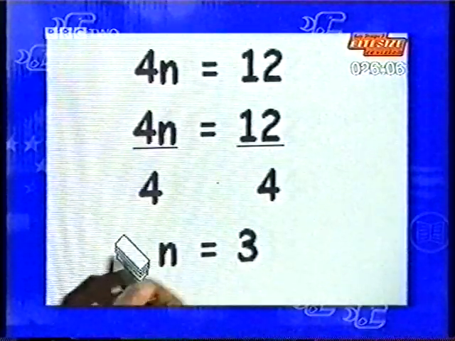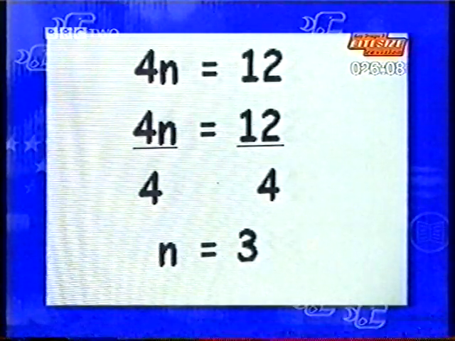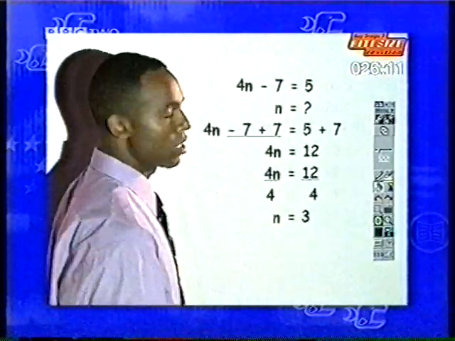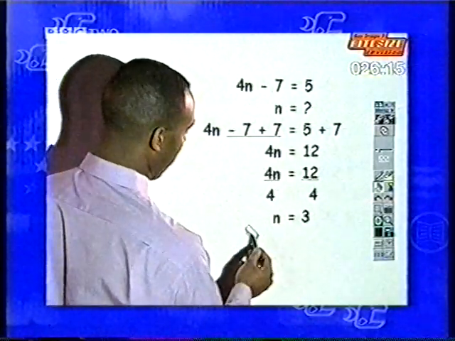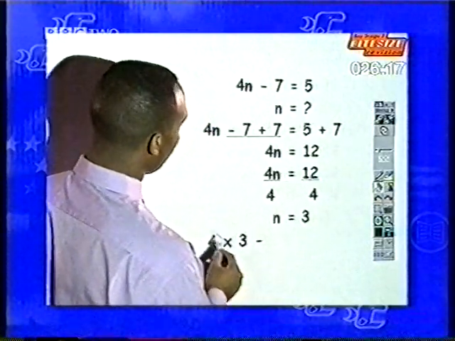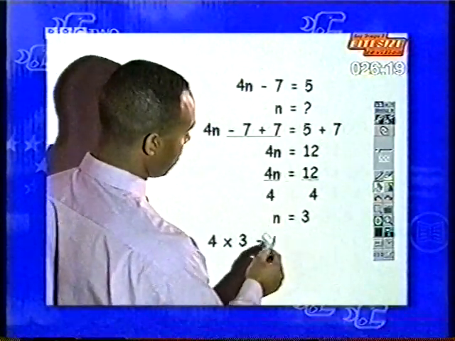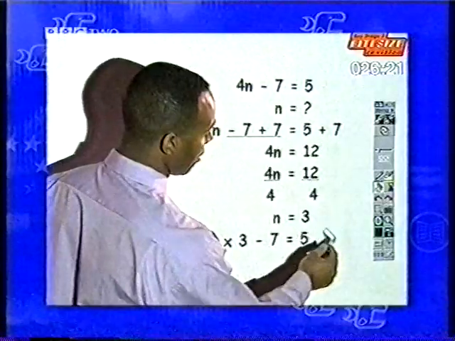n equals 3. We can take this value of n and substitute it in the original equation to see if we've done this correctly. So we have 4 times 3, where 3 is n, minus 7 gives us 5.